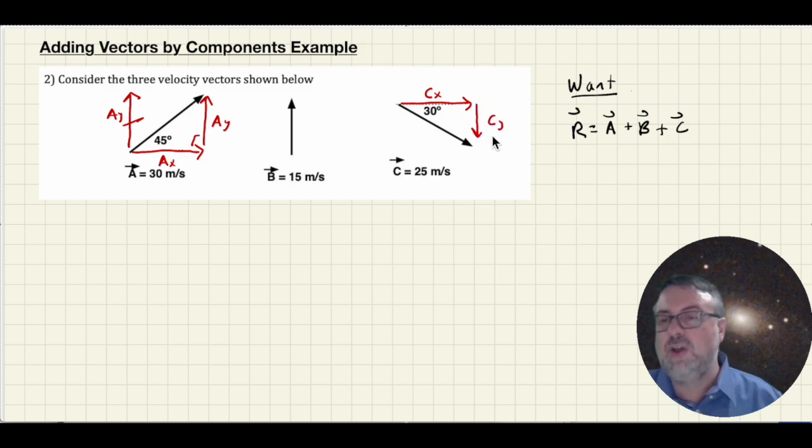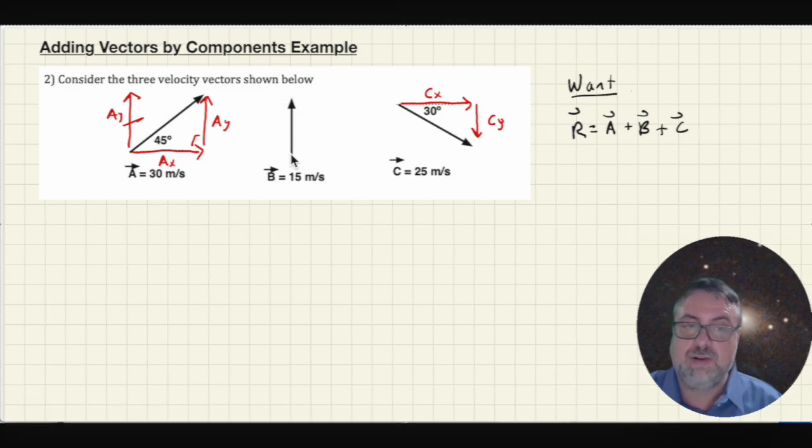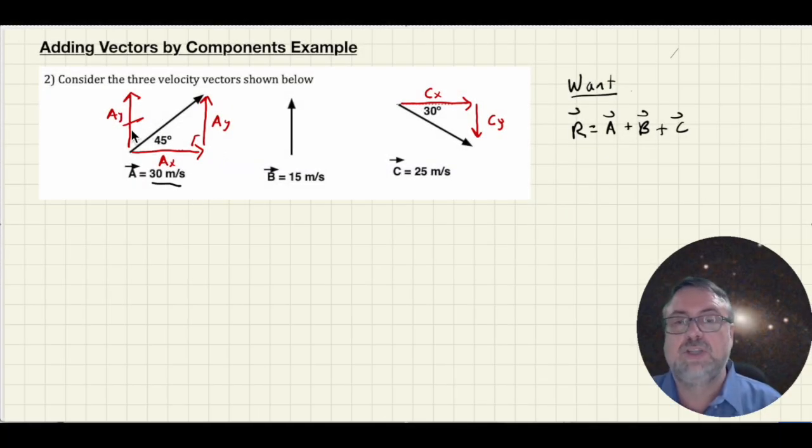And right away I notice that the y part of vector C is pointing down in the negative direction. That's important to note. And notice I'm not breaking B into x and y pieces because B has no x piece. It only points vertically in the y direction. So now that I have my components drawn and labeled, I can calculate what the components of these vectors are.